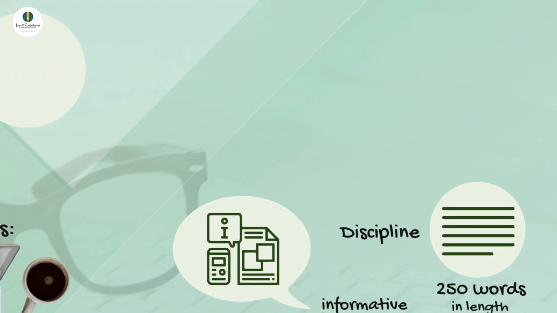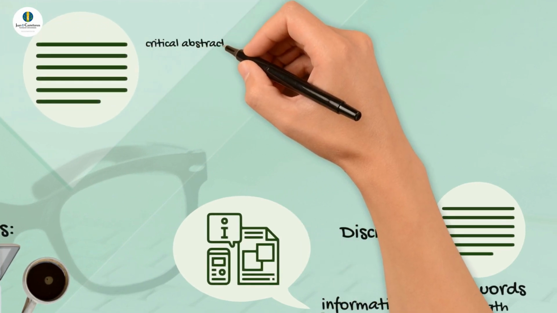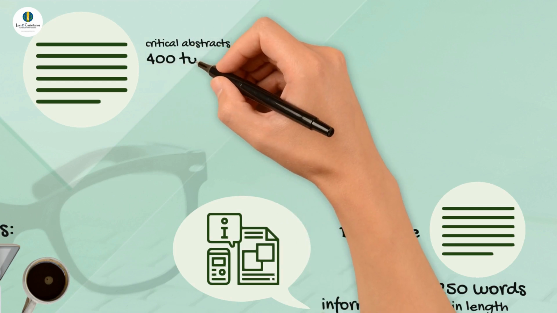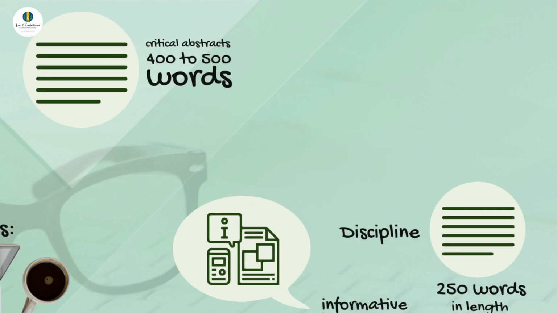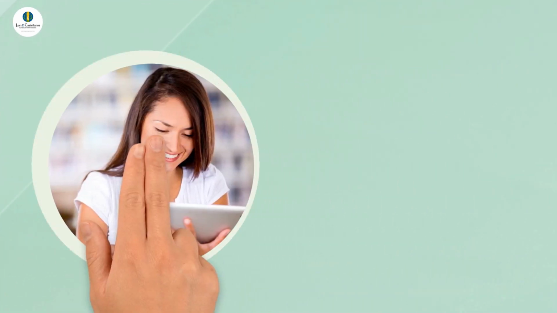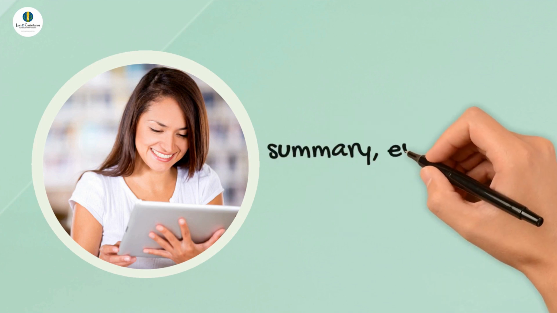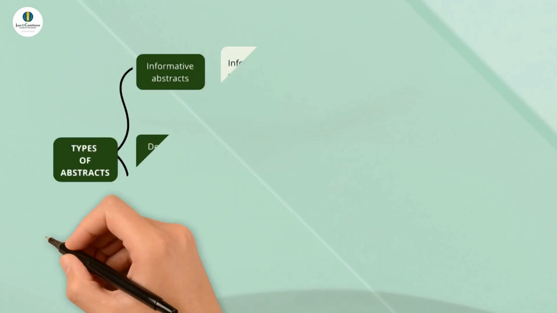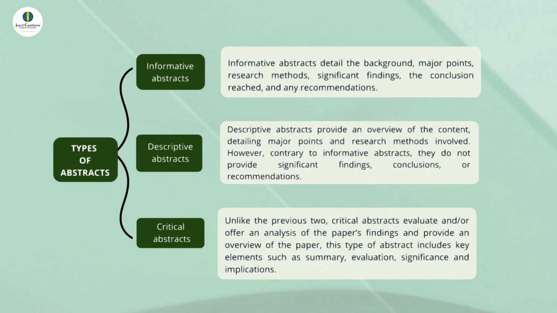On the other hand, we have critical abstracts. These abstracts typically are longer, extending to about 400 to 500 words. They provide a more nuanced perspective beyond a simple summary, helping readers to understand the strengths and weaknesses of the research. There are key elements which include summary, evaluation, significance, and implications. Look at the following diagram. It gives you an explanation of each type of abstract.